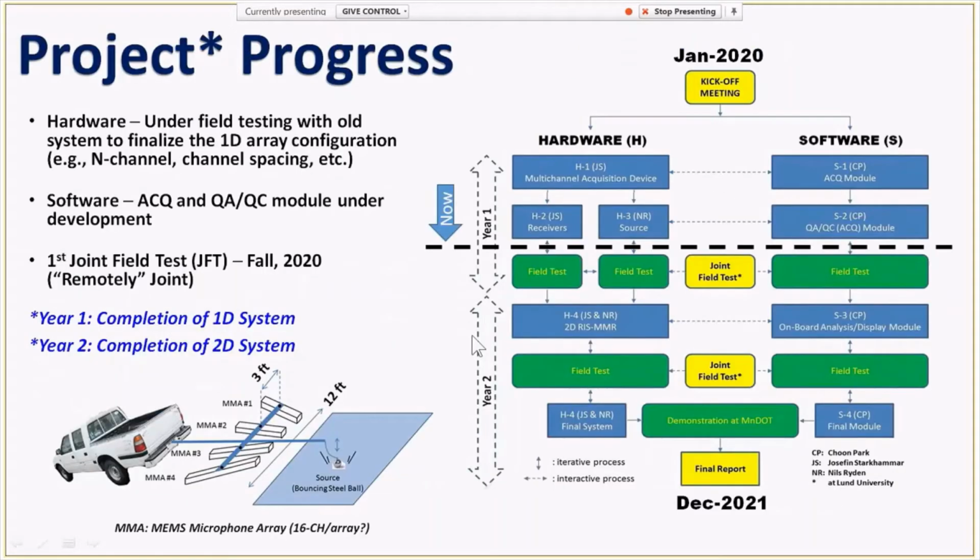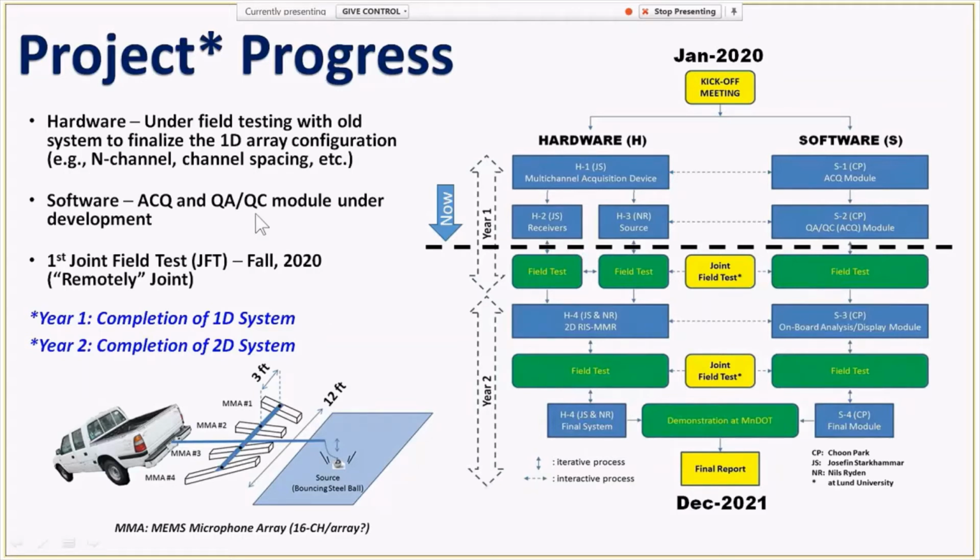So this one shows our overall schedule. As I said earlier, this is a 2-year project, and year 1 is aiming at the completion of the 1D system, which is one of these MEMS microphone arrays and the corresponding software package. And then year 2 will aim at the completion of the 2D system, which is multiple MEMS microphone arrays arranged along the transverse direction. And I believe we are somewhere between 30 and 40% done.